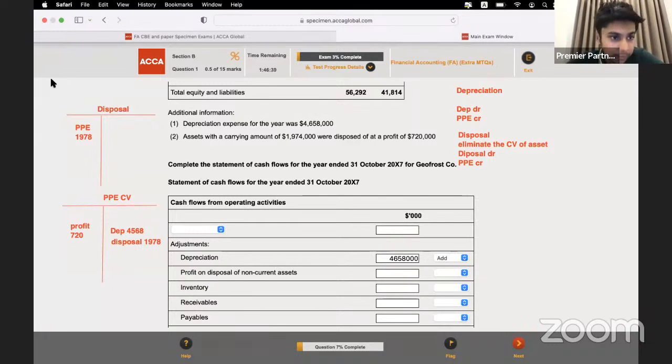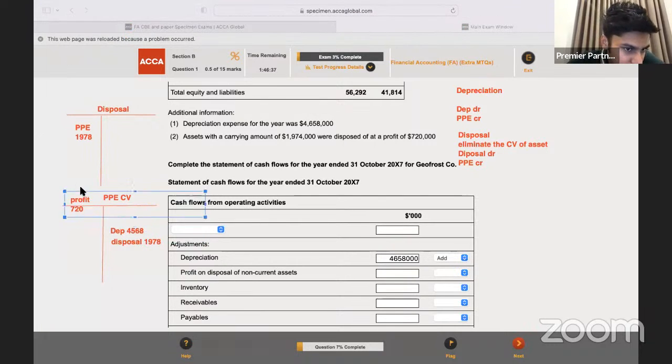Sorry, guys, I made a mistake. Profit should come to the debit side of the disposal account. Now, this is the disposal profit. I mistakenly marked it in my PPE account. Usually, guys, disposal profit should come to the disposal account. So please make sure, guys, you have transferred it up over here.